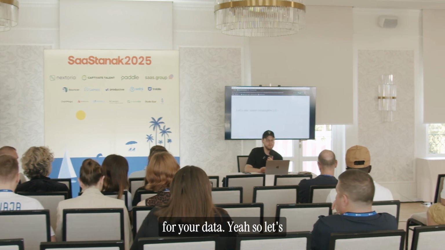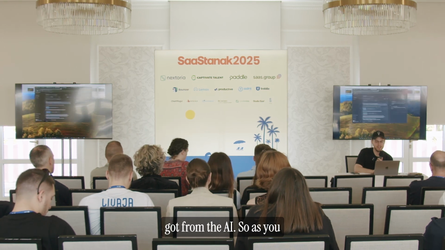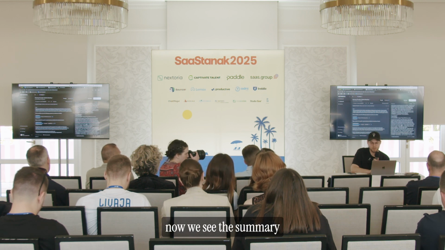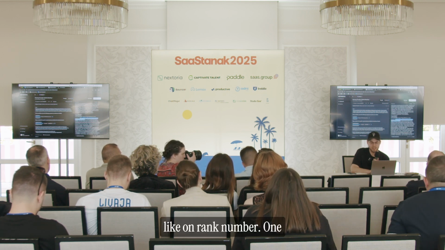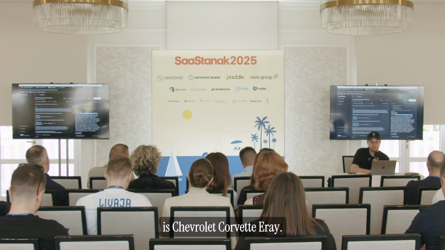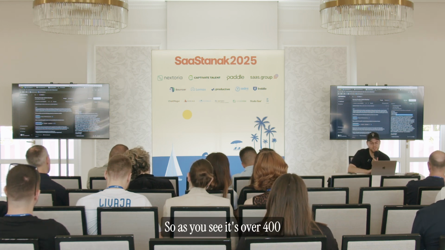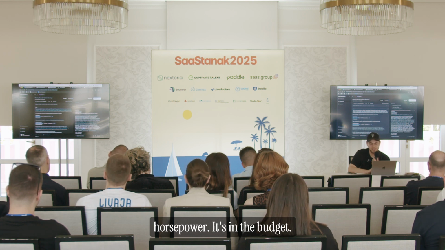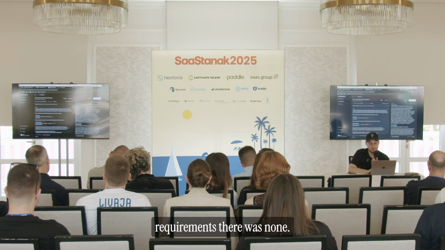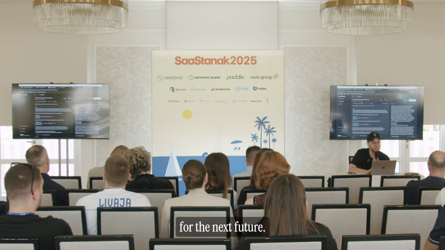So let's go back to the output that we got from the AI. As you see, it was thinking about stuff, and now we see the summary. Rank number 1 is the Chevrolet Corvette E-Ray. It's over 400 horsepower and it's in the budget. I think there were no unfulfilled requirements, so I think this is something we should get in the near future.